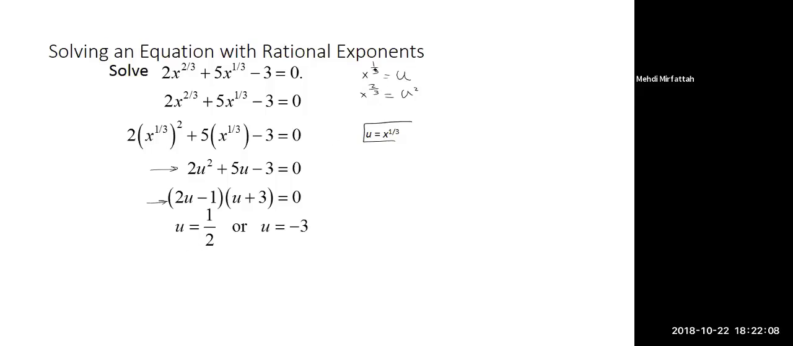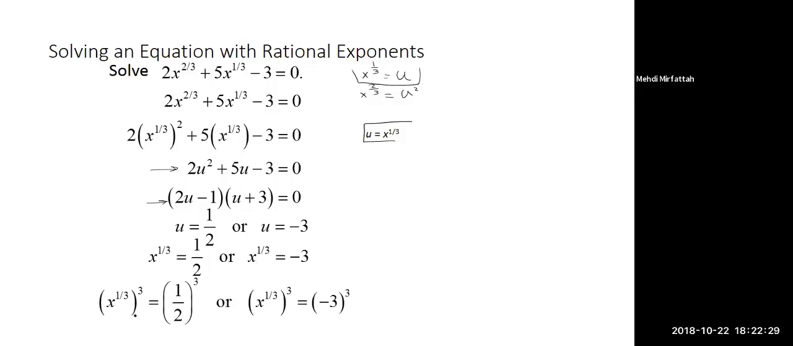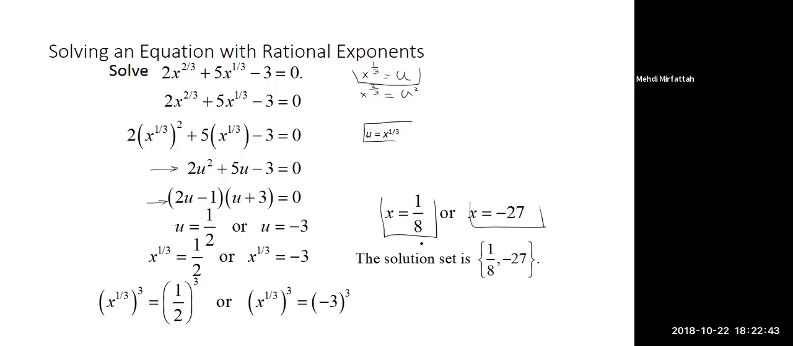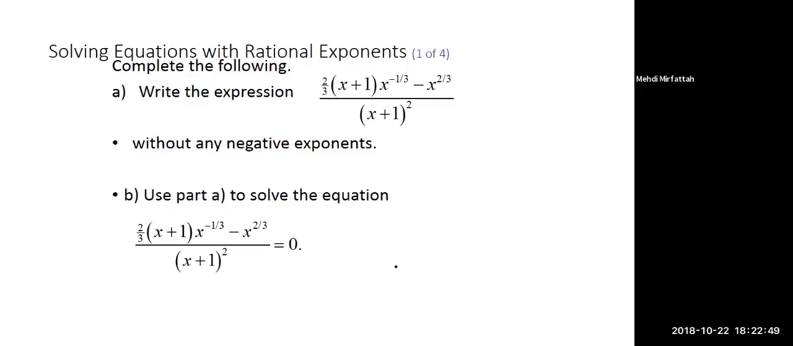But remember, we're solving for x, not u. You have to go back to your original assumption that u is equal to x to the power of 1/3 and solve for x. So for each of these, you let u be equal to x to the power of 1/3. So 1/2 is equal to x to the power of 1/3, and -3 is equal to x to the power of 1/3, and then you solve each of those, and you get x equal to 1/8 and x equal to -27. It's called solving by the substitution method. These are my solutions.